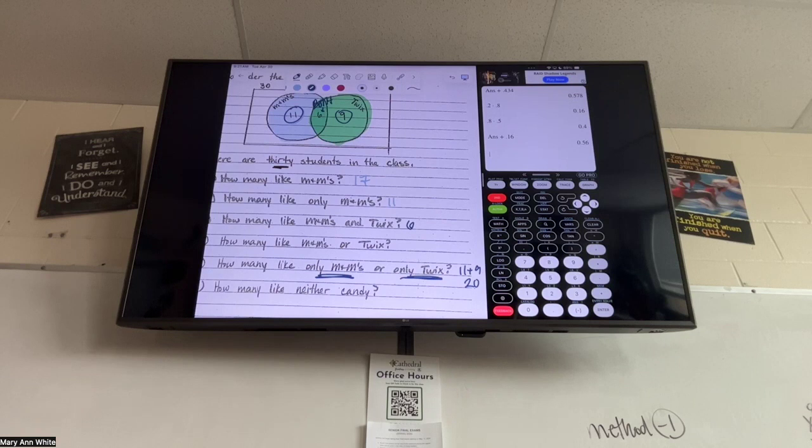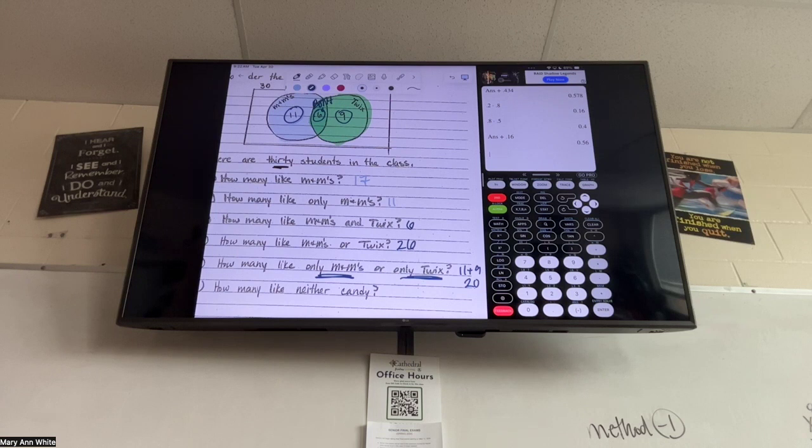How many like M and M's or Twixes? How many, if I filled my candy jar up with M and M's and Twixes, would be happy? Not necessarily everybody. 26. Where'd you get 26, Sydney? Good, we have to include the ones that like both. So if I had M and M's and Twix in my candy jar, anyone who liked both would be happy because they could have one or the other. And whoever liked only M and M's would have that only M and M's, and who only liked Twix would only like Twix. So that one is 26. So we gotta include everything in all of the circles.